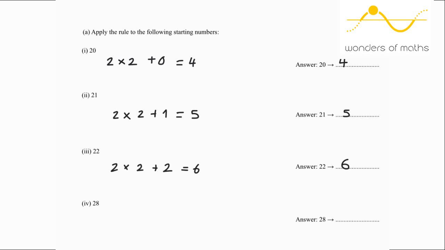Now on to part 4. If we do 2 times 2 plus 8, we get 12. Now you must remember that the question is asking you to carry on repeating this rule until you get a single-digit answer. So we need to just do it again. 1 times 2 plus 2 is equal to 4.